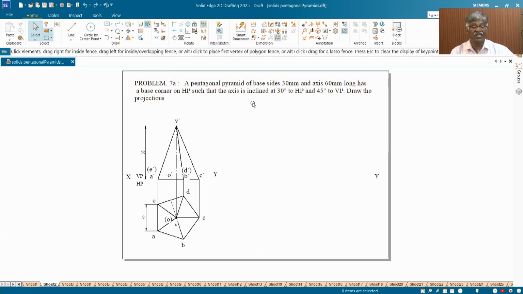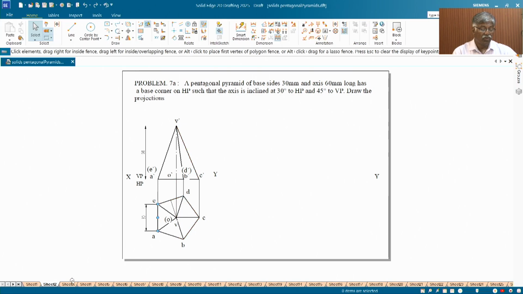Now what about the initial condition? The initial condition is that the axis is perpendicular to HP. We have made it so to get the true shape on HP. So if the axis is inclined to HP, you make it perpendicular to HP so that you get the true shape of the base of the pyramid on HP. Yes, a pentagon. Now you know how to draw the top view and front view.